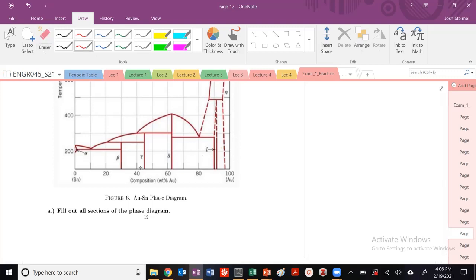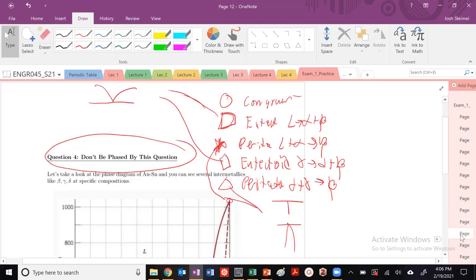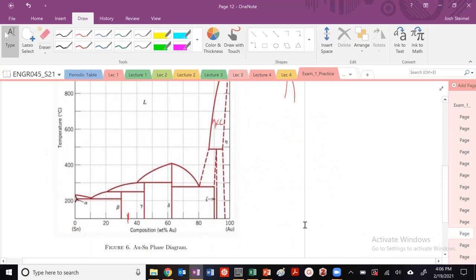Let's go ahead. I think I was at 35, which is right here. So 20, 30, 35, and let's go down. Actually, excuse me, 50 weight percent, 325 degrees C. That'll be easier. So 50 weight percent, and we were at 325. So 300, 325, 350 is right here.